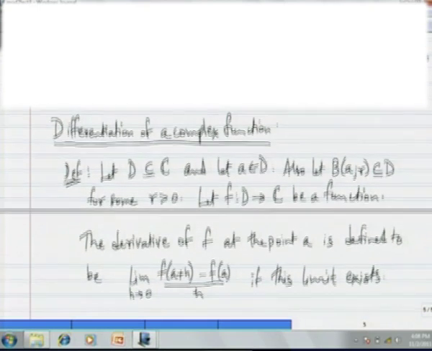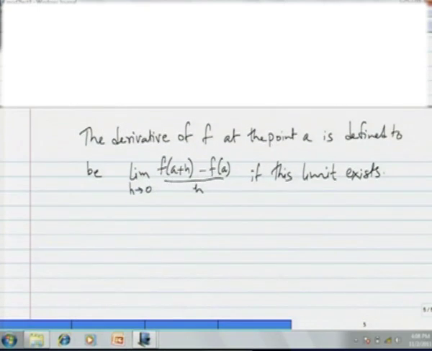So, this is the difference quotient, which is familiar to the viewer from functions of one real variable. The definition must be familiar as well. But here the context is that we have a complex function and the difference quotient is a complex quotient. f of a plus h is a complex number, f of a is a complex number. The difference is a complex number and we divide by the other complex number h, which is approaching 0.